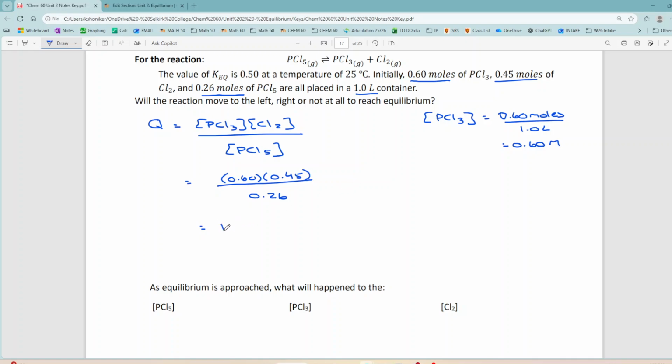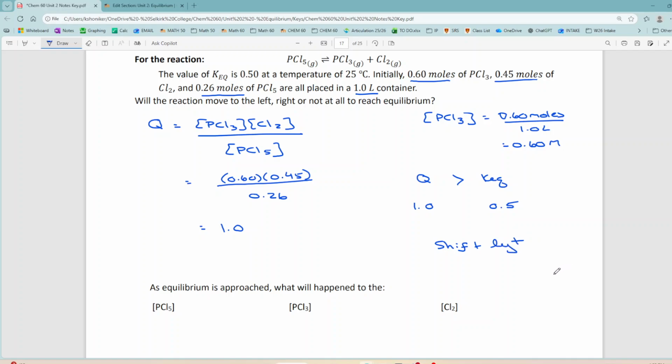So to 2 sig figs, I get a value for Q of 1.0. So again, now we want to compare my Q to my actual KEQ. My Q value is 1.0. I know when I'm at equilibrium, my equilibrium constant will be 0.5. So my Q value is greater than my KEQ. To make Q smaller, I need to increase the amount of reactants. So it's going to shift left.